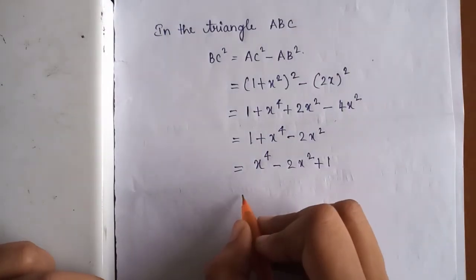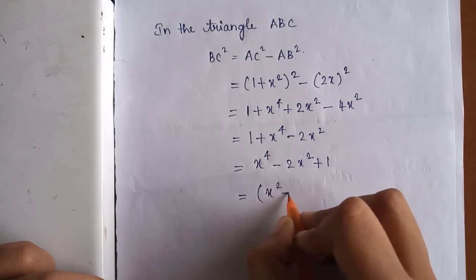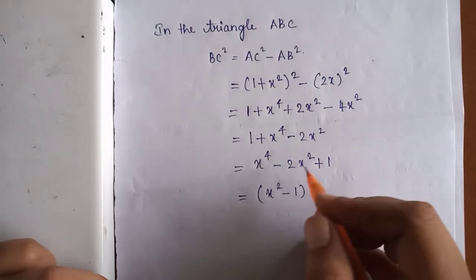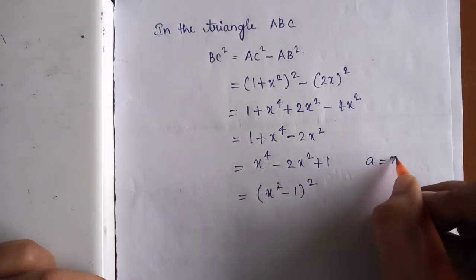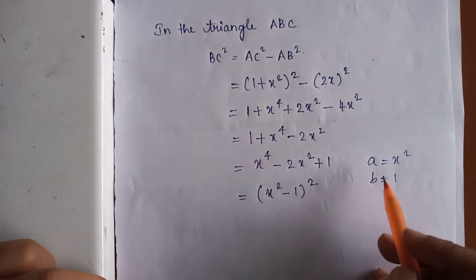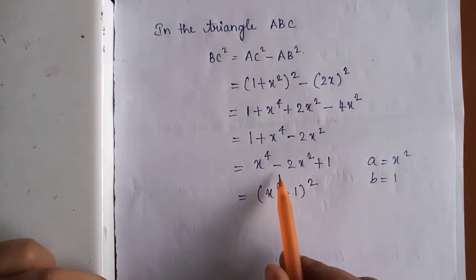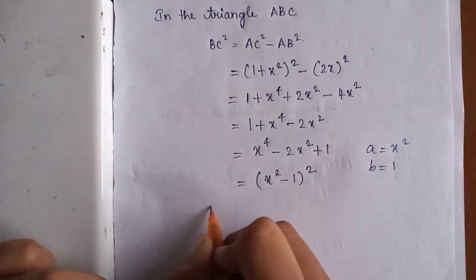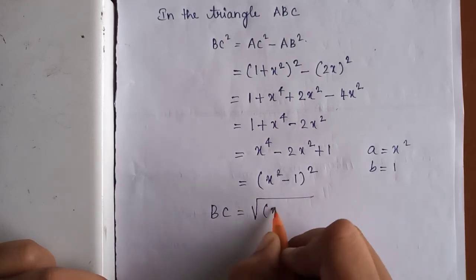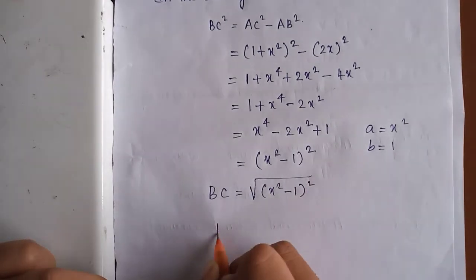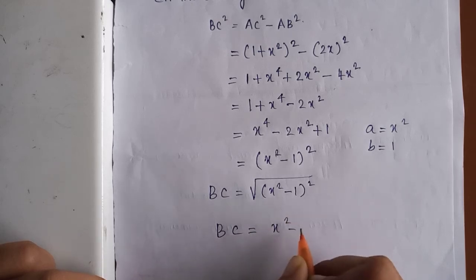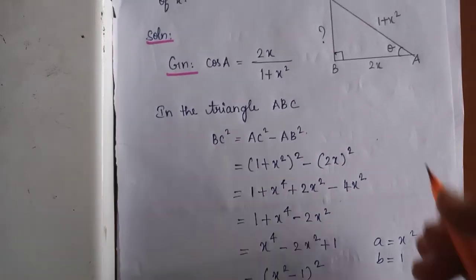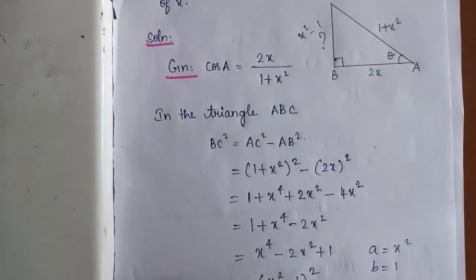You just split the factors like x square minus 1 the whole square. That is the a minus b the whole square formula. If you are taking a as your x square and b as your 1, that is a square plus b square minus 2ab. So we can write like this. So BC is equal to root of x square minus 1 the whole square. The value of BC is equal to x square minus 1. Now we find the opposite side, that is x square minus 1.